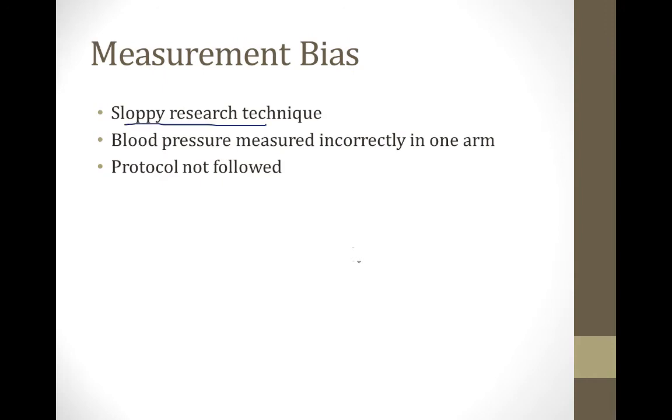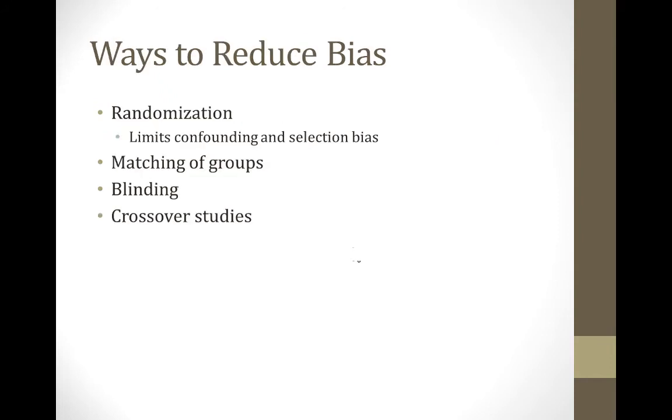Measurement bias is just sloppy research technique. So for example, if blood pressure weren't measured correctly in both arms, or if the protocol weren't followed, and this is a big problem, especially if it's unequal between arms. So if one group of patients has protocol followed but the other group doesn't, then this could introduce a significant amount of measurement bias.